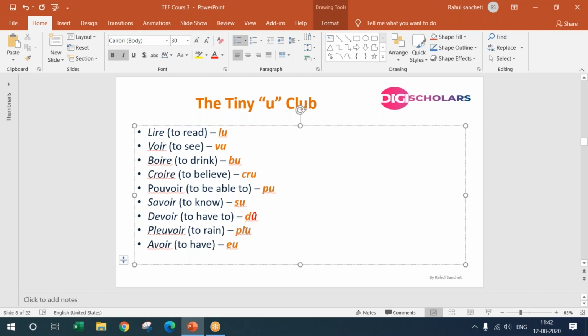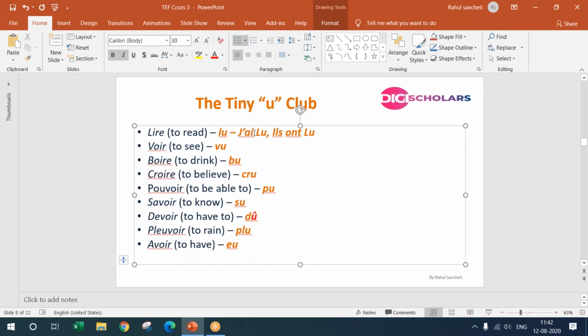Pleuvoir is to rain, it's plu. Avoir is to have, it's eu, like an eu, very fast. Lire is to read, that is lu. So if I make a sentence out of this, I had read yesterday, j'ai lu. And I'll write the last sentence also, because you might get confused as to whether it is only applicable for j'ai. So the last one is ils ont lu, they have read.